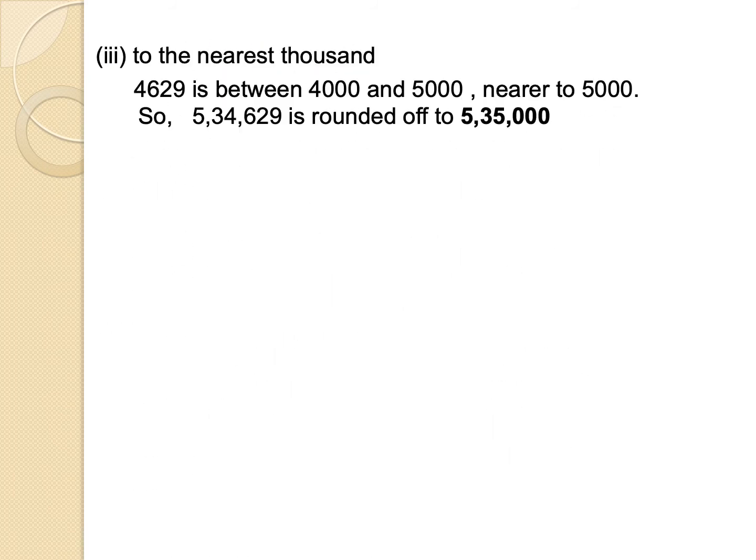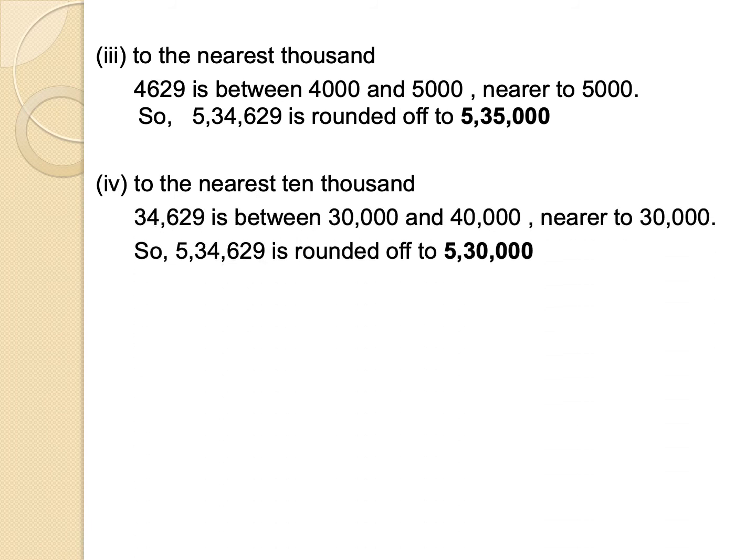To the nearest 1000, 4,629, it is between 4,000 and 5,000. Nearer to 5,000 because hundreds place is 6 which is greater than 5. So, 5,34,629 is rounded off to 5,35,000.